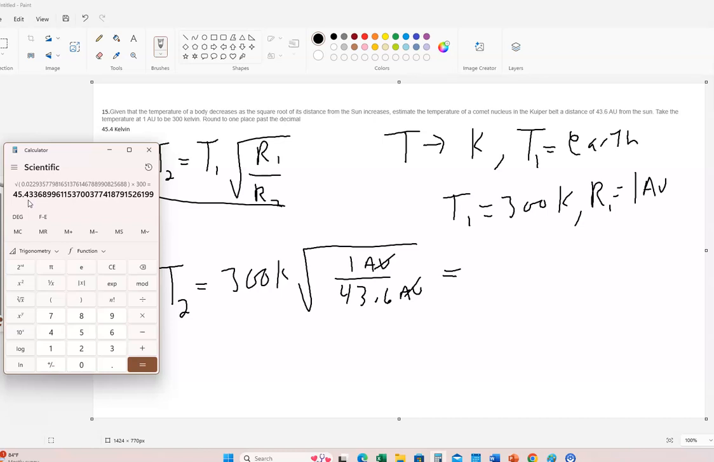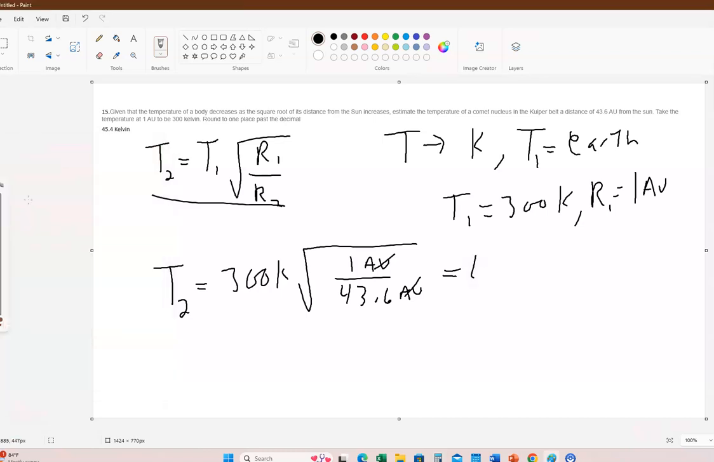So this gives me 45.43. They want us to round one place past the decimal. Since the 3 is less than 5, I don't round the 4 up. So it's going to be 45.4 Kelvin. Remember, in Blackboard, you just enter the numerical value. So that was number 15.